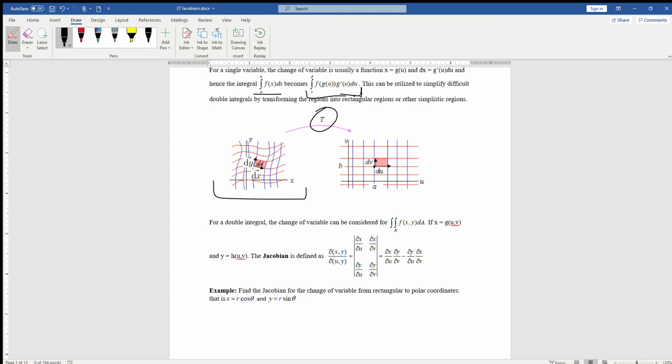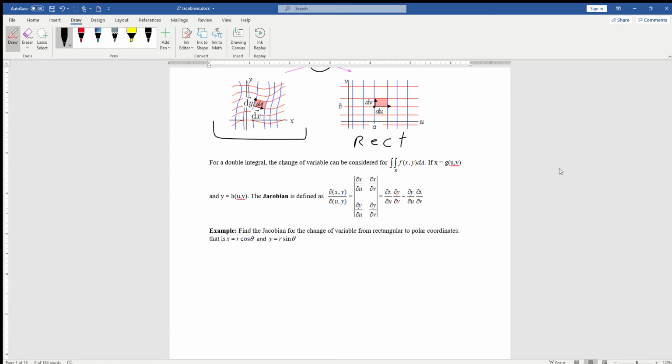So we define T to be a transformation, and then all we're going to do is utilize that transformation to make all of those non-rectangular regions into a rectangular region. Okay, so the whole idea is to be able to take non-rectangular regions and make them into rectangular regions.